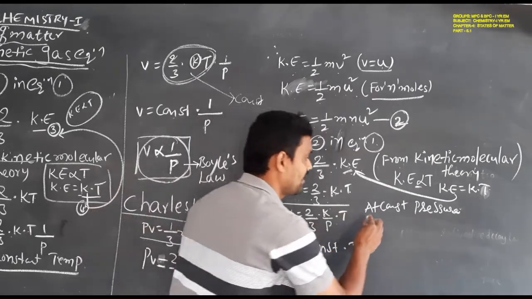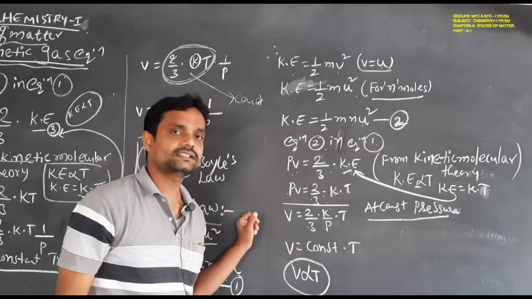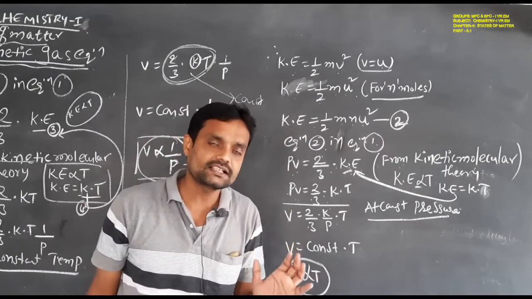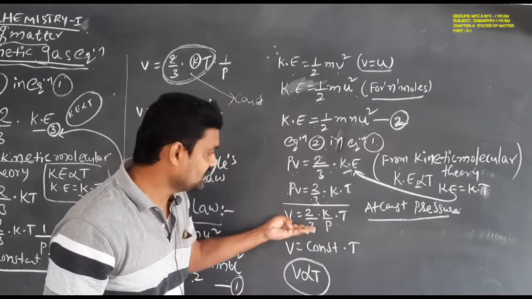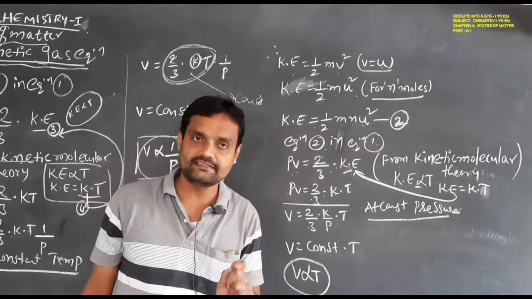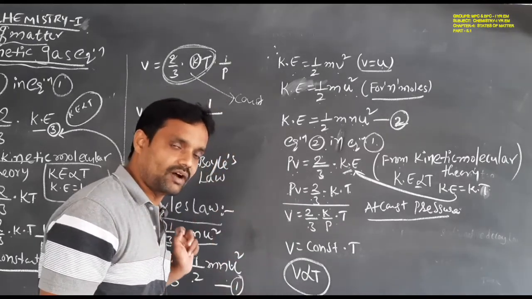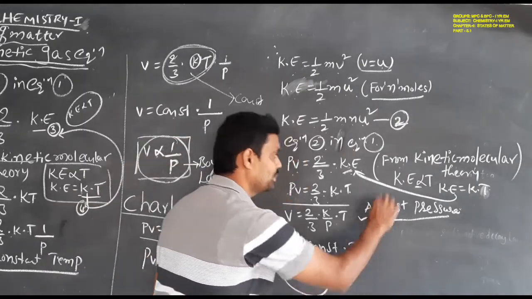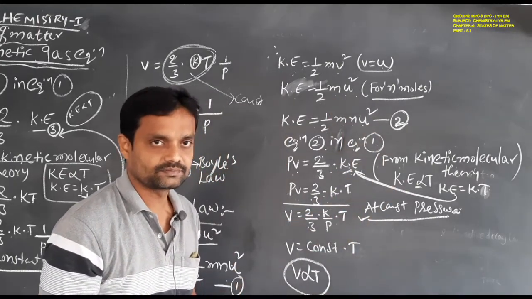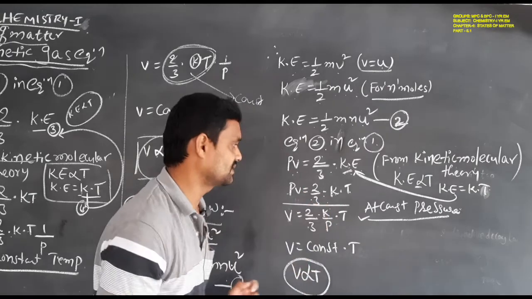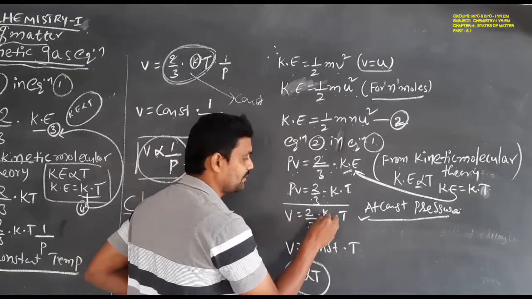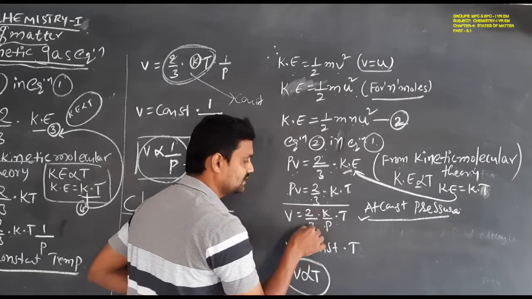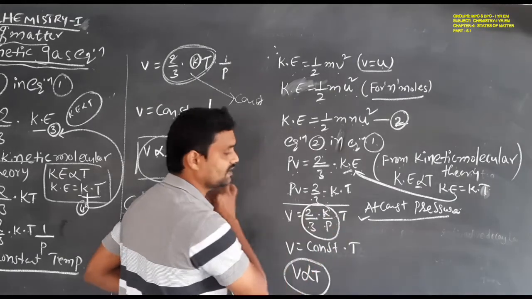Then here we take constant pressure, at a constant pressure. In the previous derivation of Boyle's law, we took constant temperature, but up to this equation the derivation is the same. Here also the same derivation, only this step changes. Here we put the pressure as constant. Okay students, pressure is constant. So V equals 2 by 3 into K by P into T. Pressure is constant, K is also constant, 2 by 3 is also constant. So all these values are constant values.